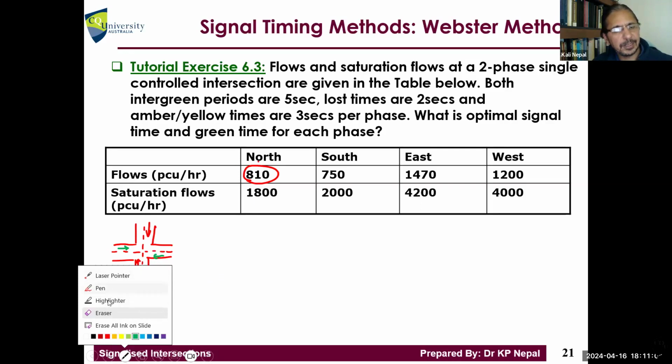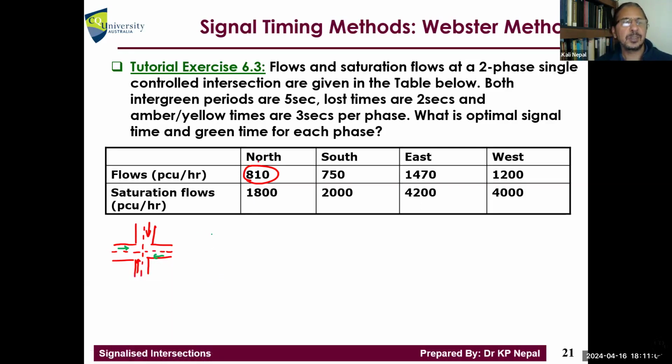Okay, let's do that. I'm talking about north-south, the first phase. Maximum of the ratio, that to that. So 810 divided by 1800. And what is going from south to south? Oh, that's south again. 750 over 2000. Remember, 2000 is the saturation flow. We are just getting what they call the degree of saturation.